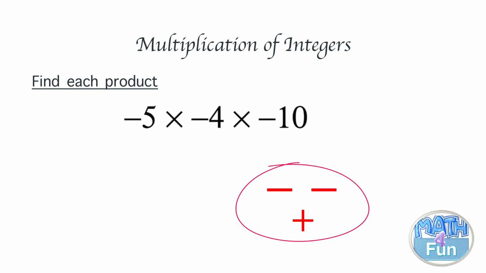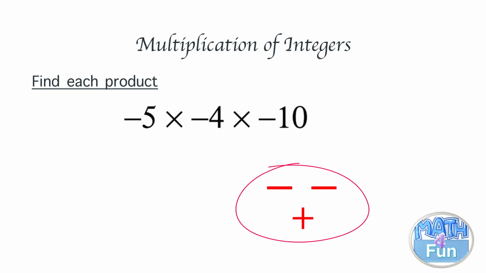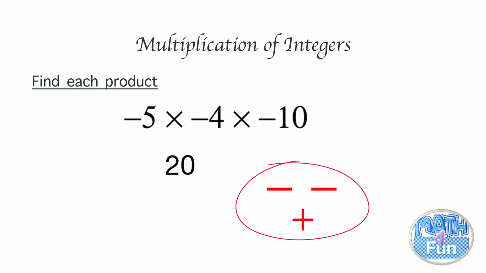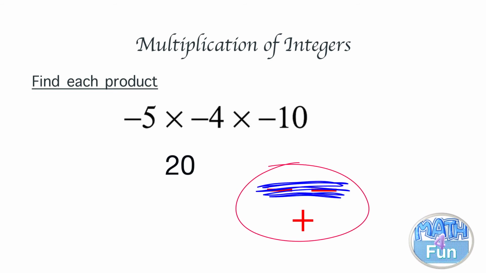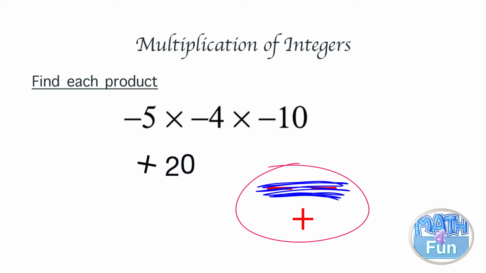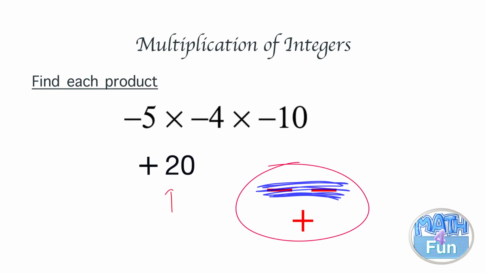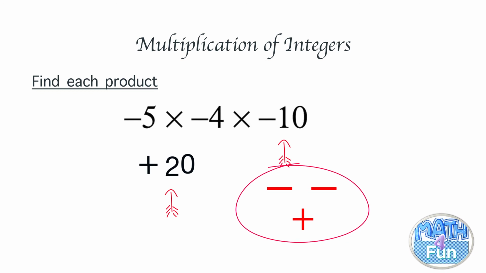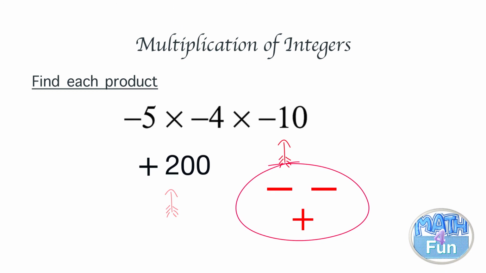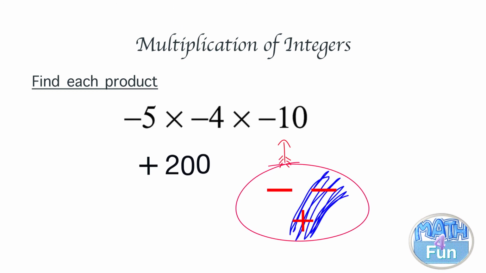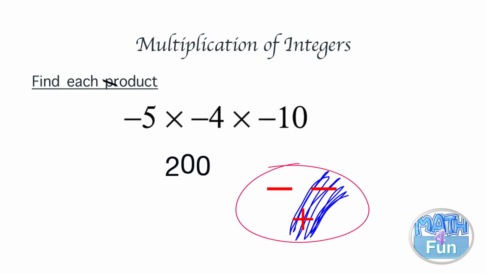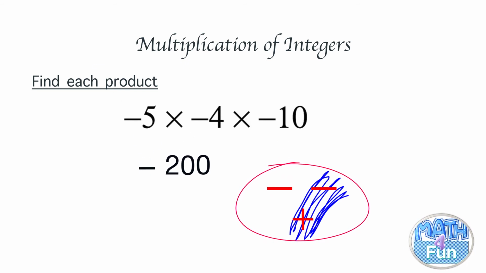Here we have to do it twice. So do minus 5 times minus 4. We write 20, and as we did, minus and minus, take them from the funny face, you'll be left with positive. So we write plus 20. And now again, we have plus 20 times minus 10. 20 times 10 is 200, but plus times minus in the funny face, plus and minus cancel, so you're left with a minus sign. So you'll get minus 200.